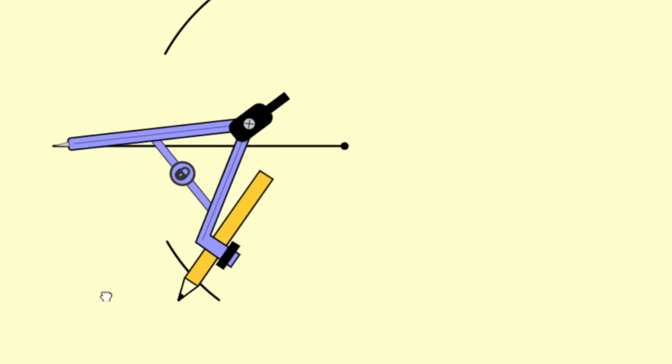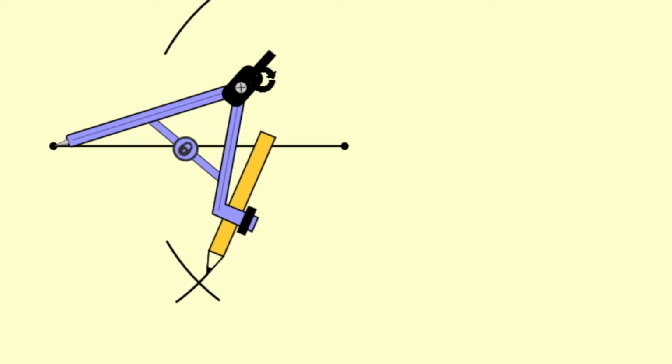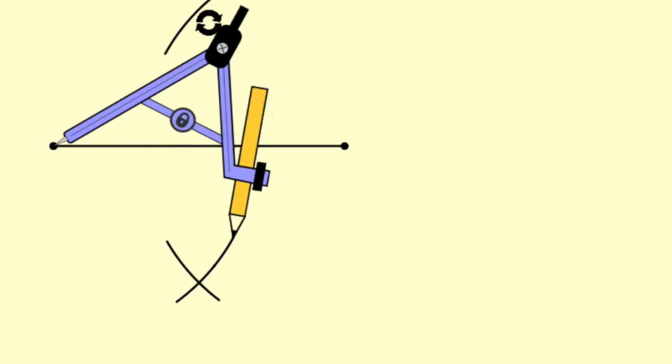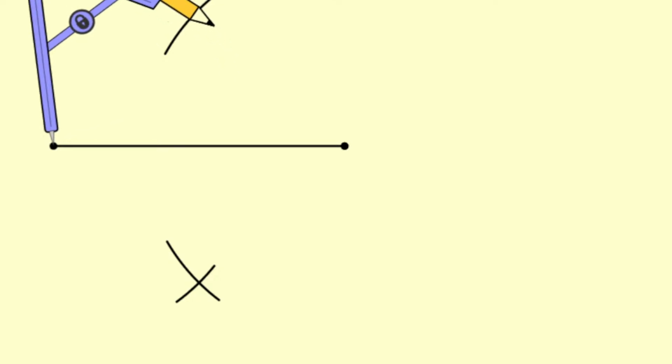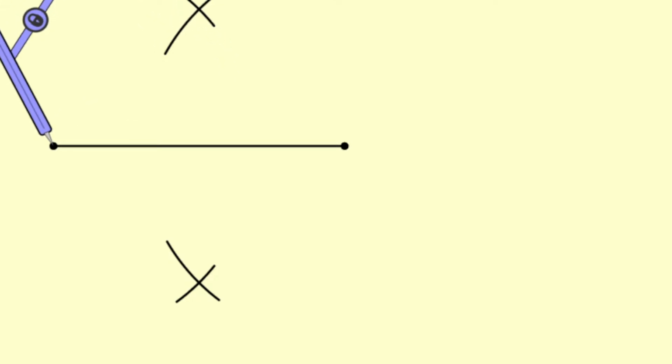Now keep your compass at the other end. Same thing we will do with the same radius of the compass: one arc up and one arc at the lower side. So you can see here both the arcs, upside and at the lower side, are intersecting each other.